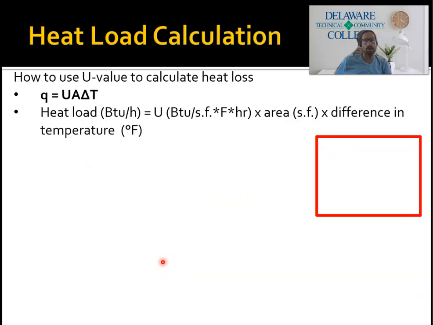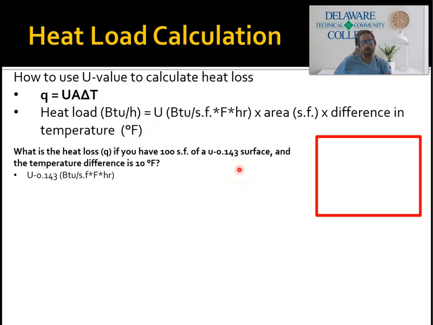And then lastly, how do you calculate the heat loss through a surface? There's a really simple formula. Heat loss is UA delta T. So U factor times the area in square feet times the temperature difference. That's it. Okay? So let's look at a quick example.